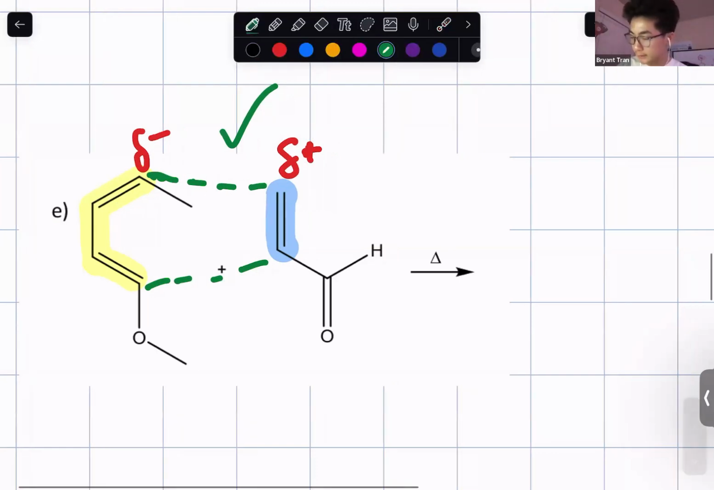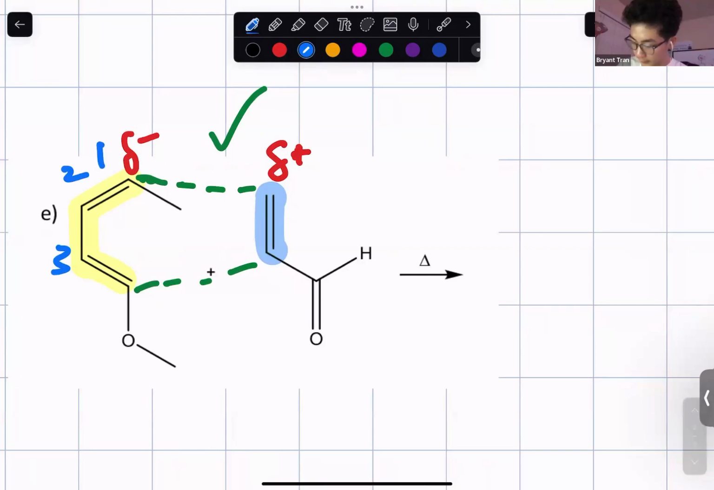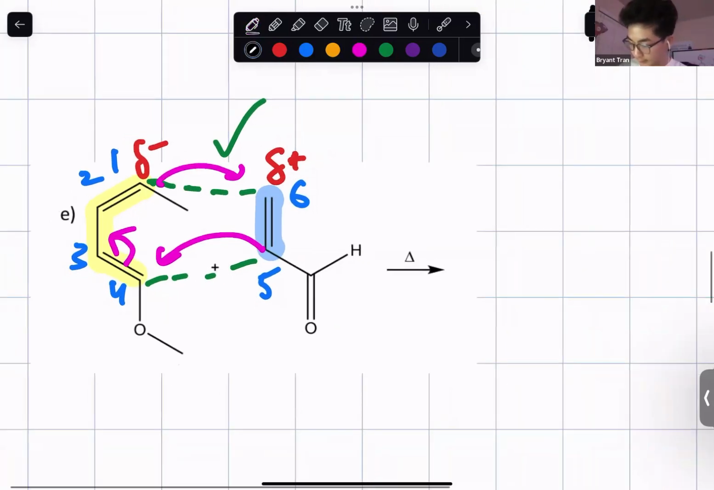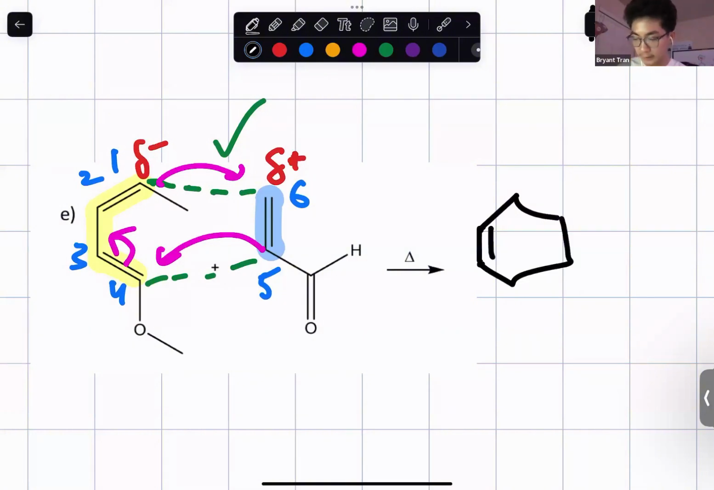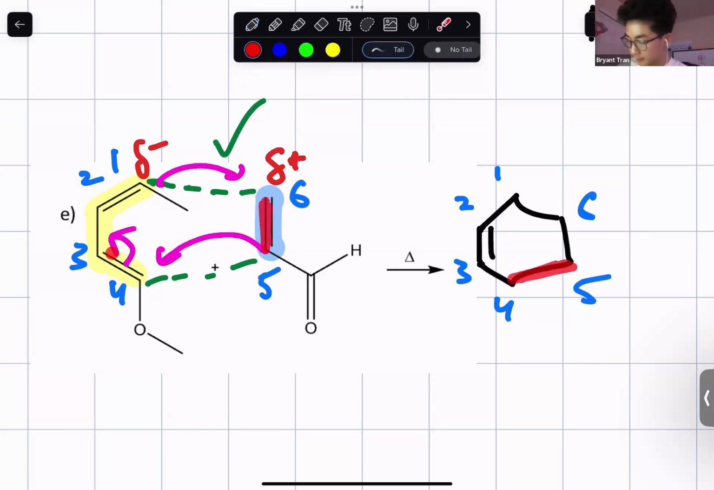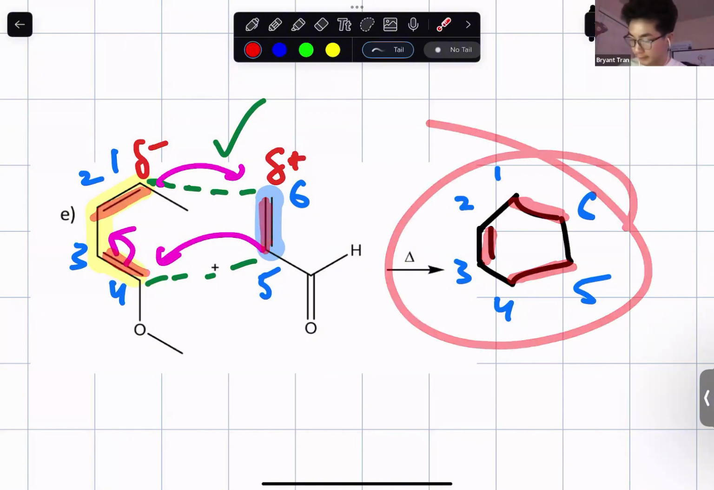So if I number this 1, 2, 3, 4, 5, 6, and I proceed with the Diels-Alder mechanism, which are these 3 electrocyclic arrows there, I would get this product here, which is my product always for Diels-Alder, that cyclohexene, right? Where this is 1, 2, 3, 4, 5, 6. And we could track where the double bonds are going. The double bond between 5 and 6 made that new bond between 4 and 5. The double bond between 3 and 4 made that double bond between 2 and 3. The double bond between 1 and 2 made this new bond between 1 and 6. So that's how you can keep track of everything.